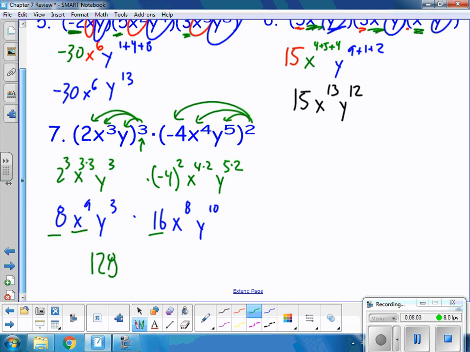I look at my x's, and I have a 9 and an 8, multiplying them together, so I end up with x to the 17th power. And I have my y's, which I have 3 over here and 10 over here. So it's y to the 13th. That's how that plays out. So when I simplify number 7 here, I end up with 128 times x to the 17th times y to the 13th.